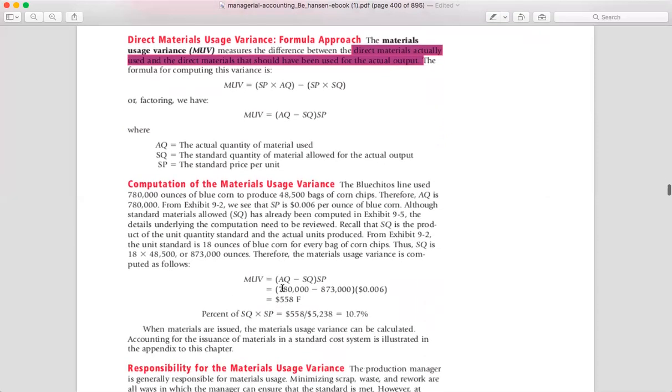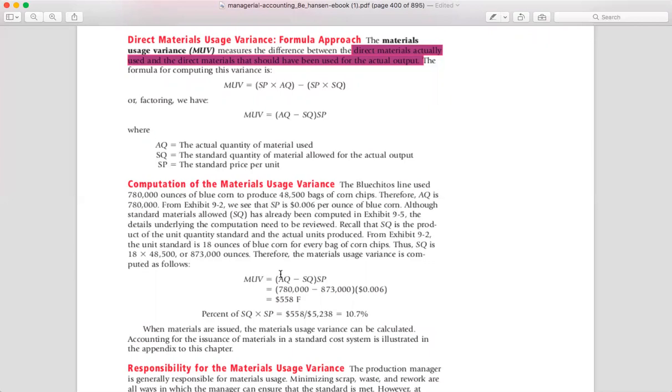So this is the example. The blue Cheetos will use around 780,000 ounces of blue corn to produce 48,500 bags of corn chips. So the actual quantity is 780,000, right? In exhibit 9.2, that's all about the standard price, so you can check above. The standard price is 0.006 per ounce of blue corn. Although the standard material allowed has already been computed there, the detail needs to be reviewed.